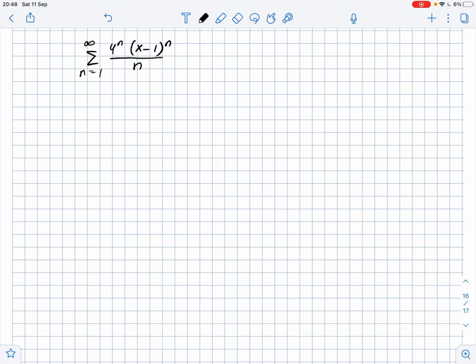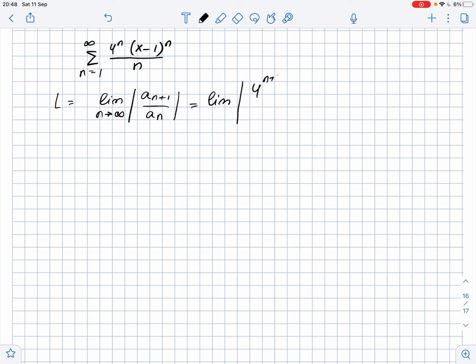So we need to find the interval of convergence of the given series. We will use the ratio test here. So we need to find L, the limit of the absolute value of a_{n+1} over a_n, where n approaches infinity. So it equals the limit of the absolute value.